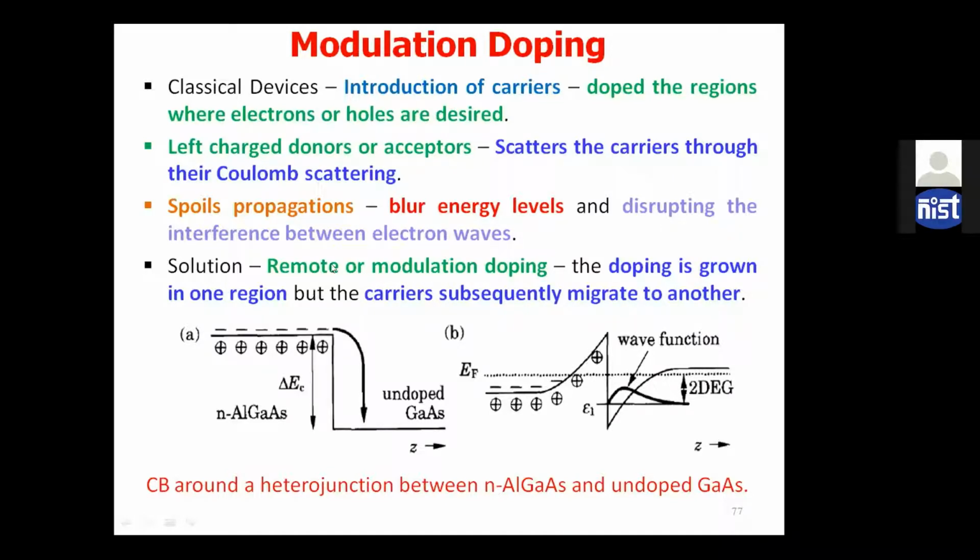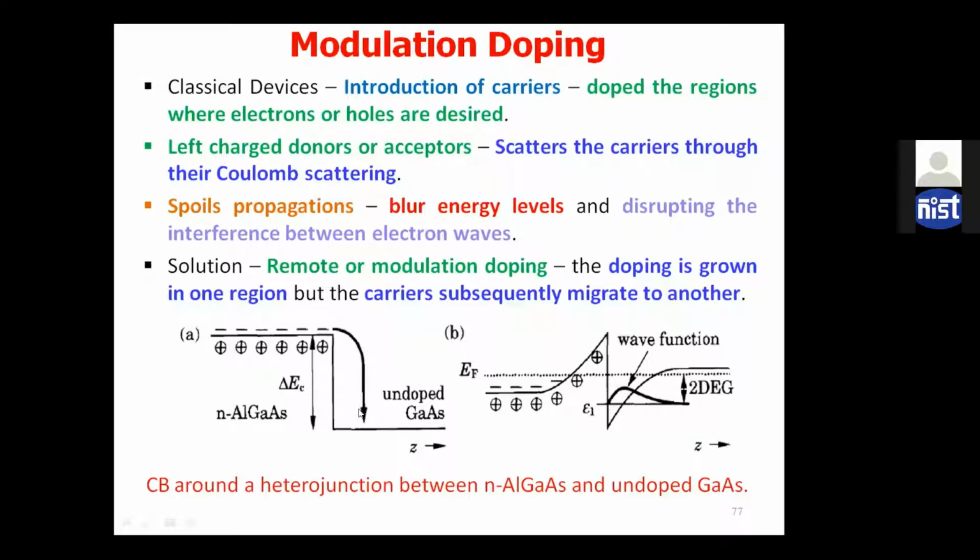So the solution is remote doping. Instead of this region, you dope in another region, this region. The doping is grown in one region, you dope here, but the carriers can subsequently migrate to the other region. For example, see here the gallium arsenide. This is aluminum gallium arsenide, where you dope. But our aim is to get the carriers in the gallium arsenide region.